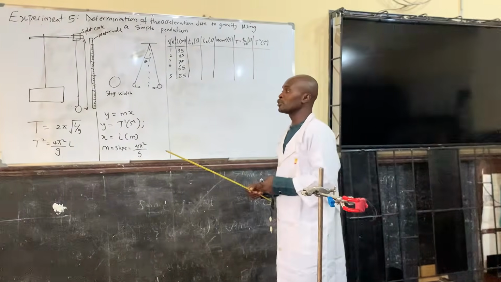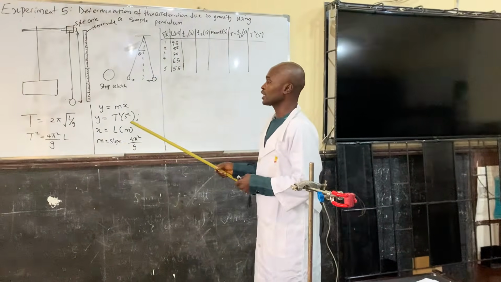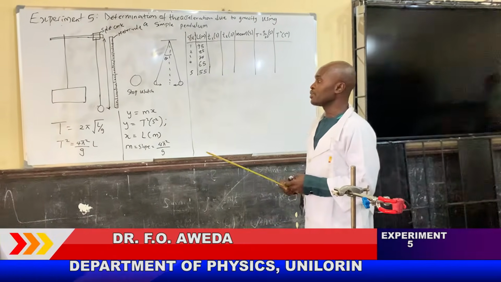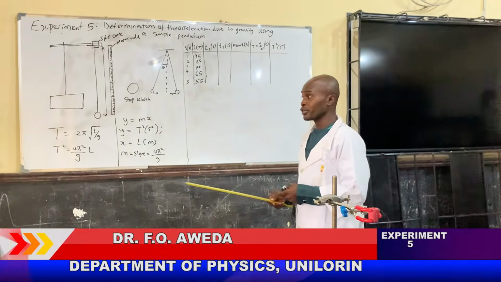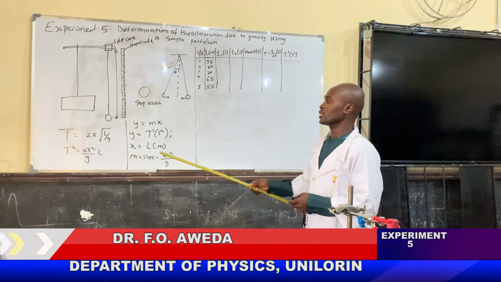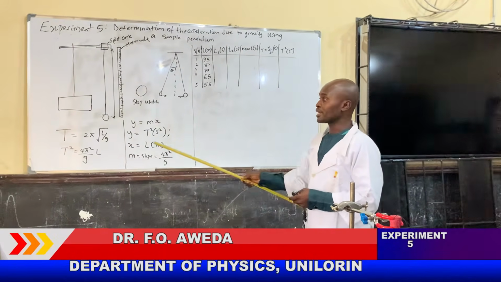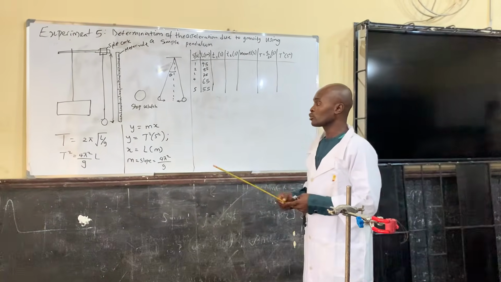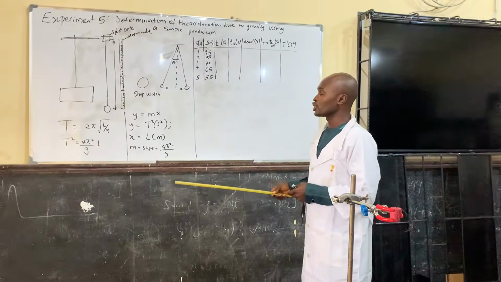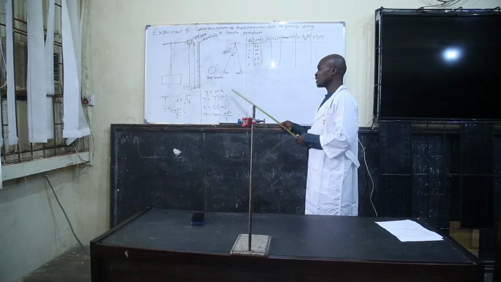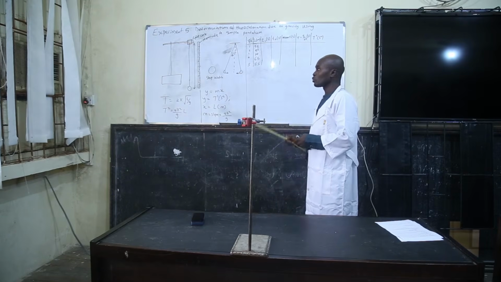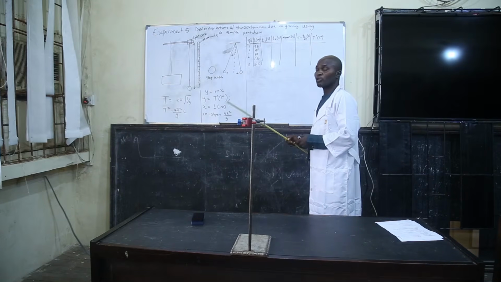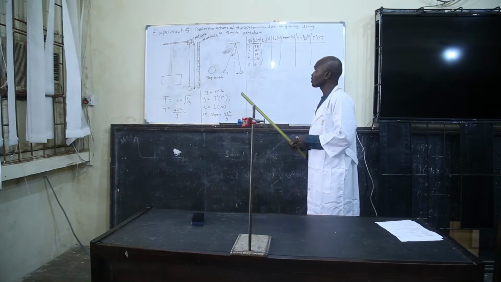You remember from your equation of a straight line that y equals mx, where y simply means your T squared, which is the period squared, and x is the length of the rope, where m is our slope, and the slope is equal to 4 pi squared over g. For this experiment, there is no intercept, so c will be equal to 0 from the equation of a straight line.